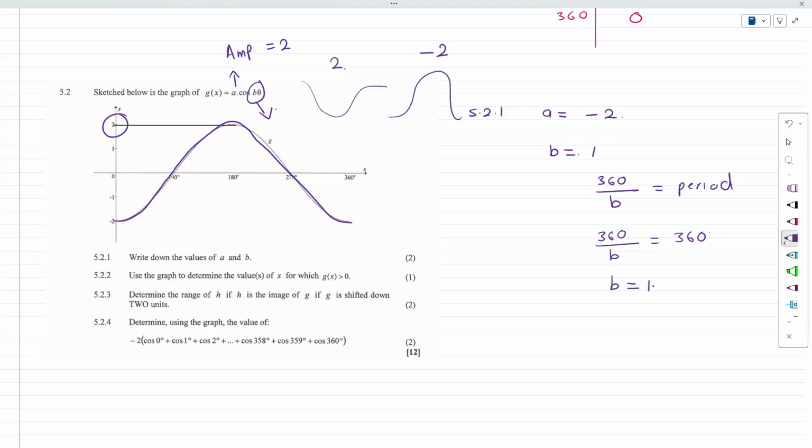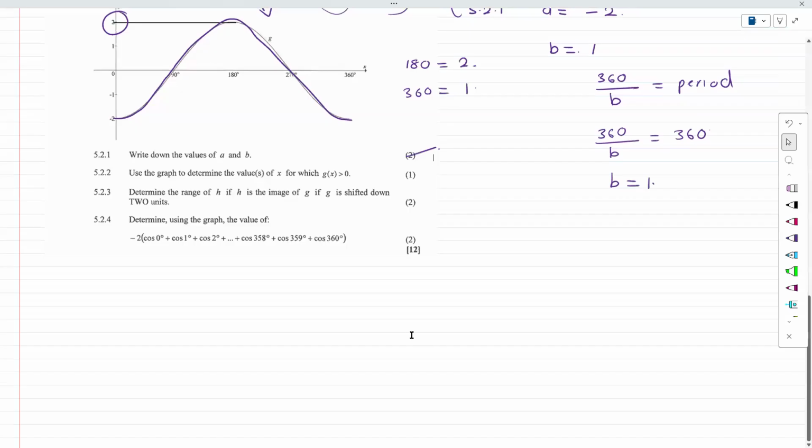But guys, you can memorize a few things. If the period is 180, B is going to be equal to 2. If the period is 360, B is going to be equal to 1. And it can double. 720 would be half, but for now, it's good enough.